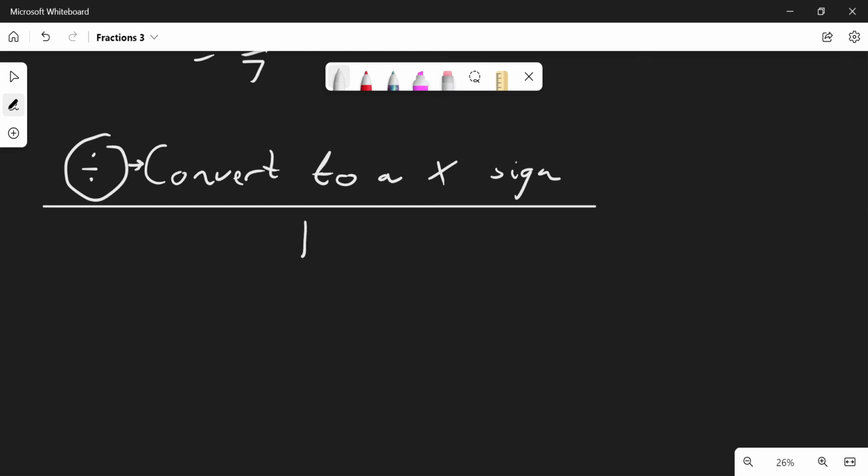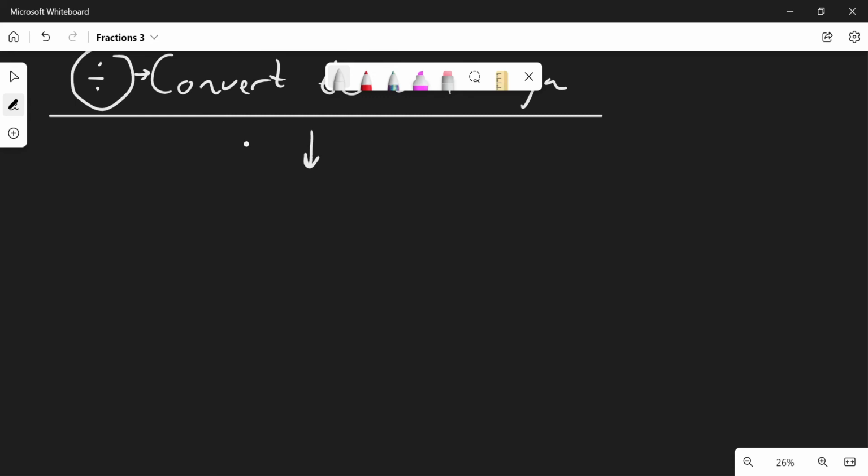All right. A lot of my students at a specific school, they call it tip and times. So you need to tip one of the fractions and then change the division sign into a multiplication sign. So let's look at an example. We have 2 over 3 divided by 4 over 9.